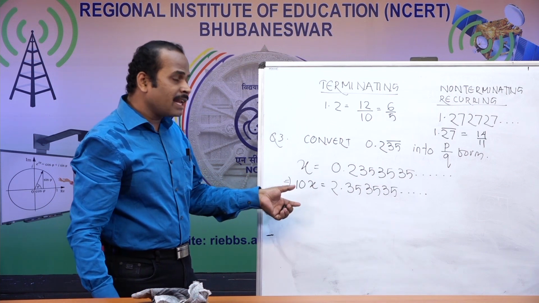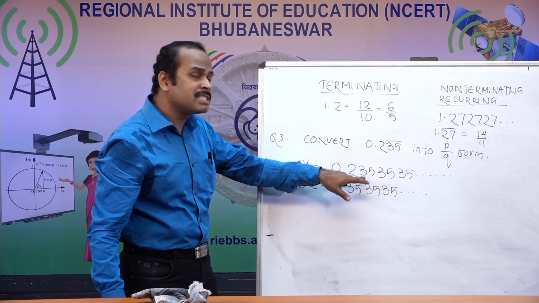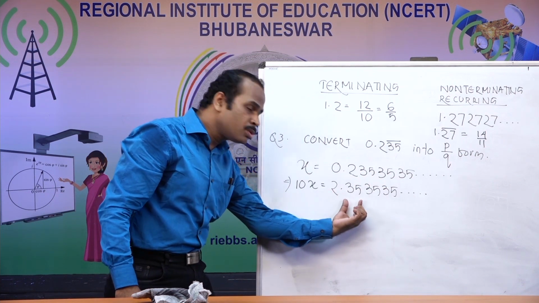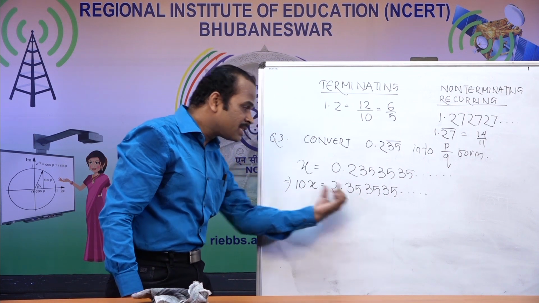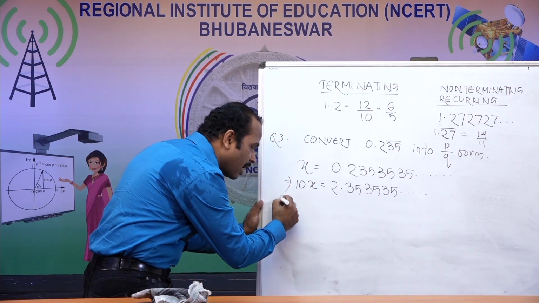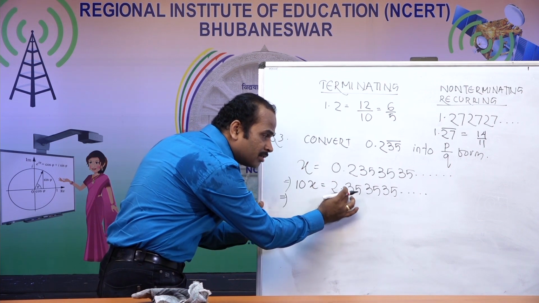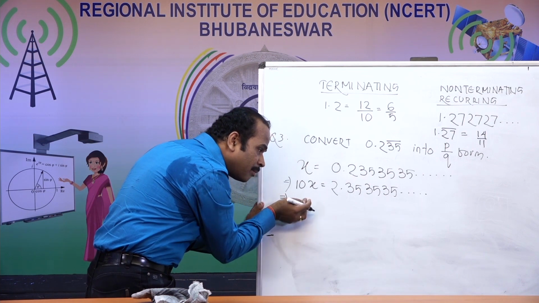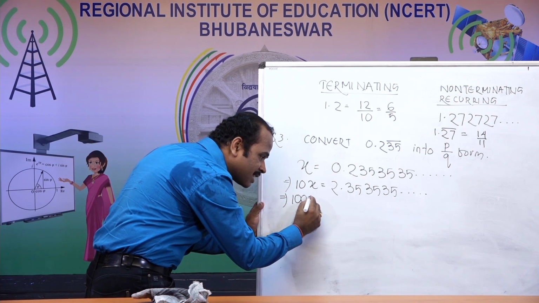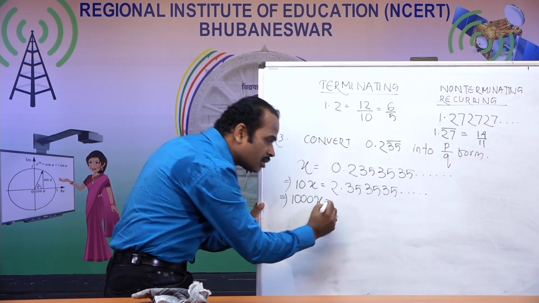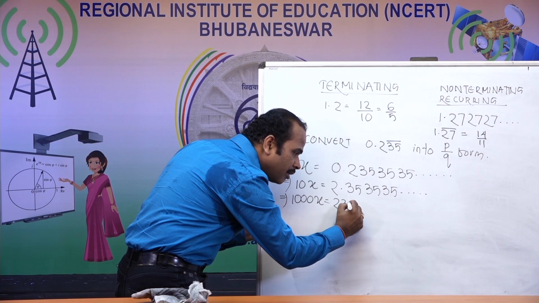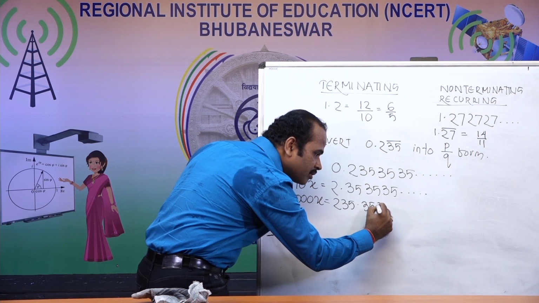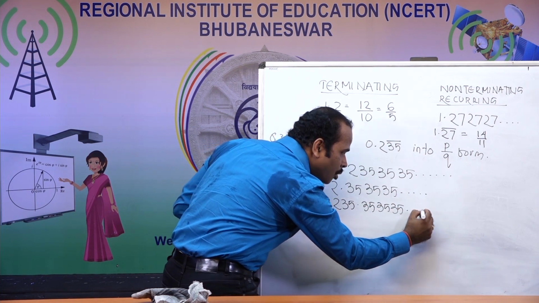Then how many digits are repeated? In 2.353535, 2 digits are repeated every time. So let us bring these two digits to this side by multiplying by 100 more. When 10x is equal to 2.3535 bar, you multiply by 100 more. So 100 multiplying 10x becomes 1000x. Now 1000x is equal to how much? It will be 235 point, so the decimal will be moved to that place. So it will be 35, 35, 35 and so on.